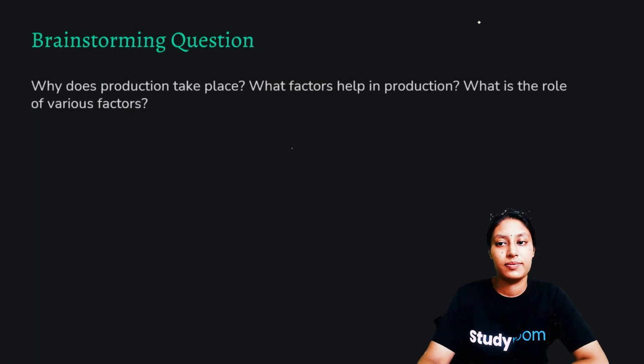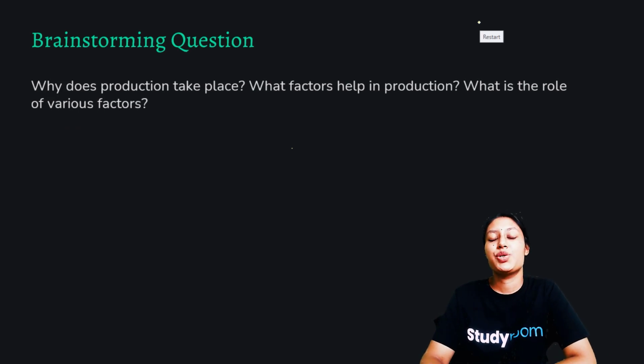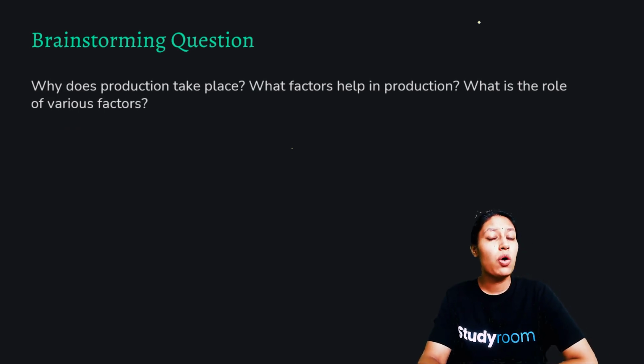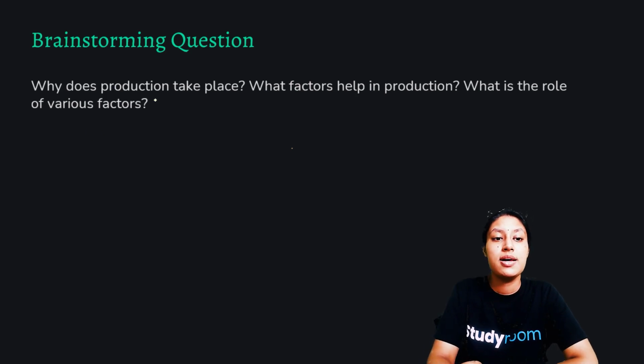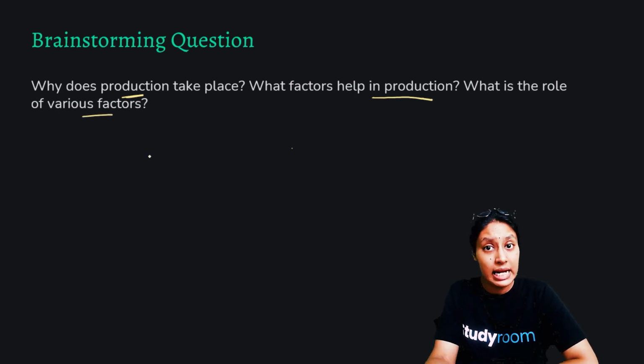Next, this is a common exam-based question for you all. I want you all to think over this question a little. I will explain it to you, don't worry, but just think about it. What do you think these various factors can be? Our question is, why does production take place? What factors help in production, and what are the roles of these various factors?